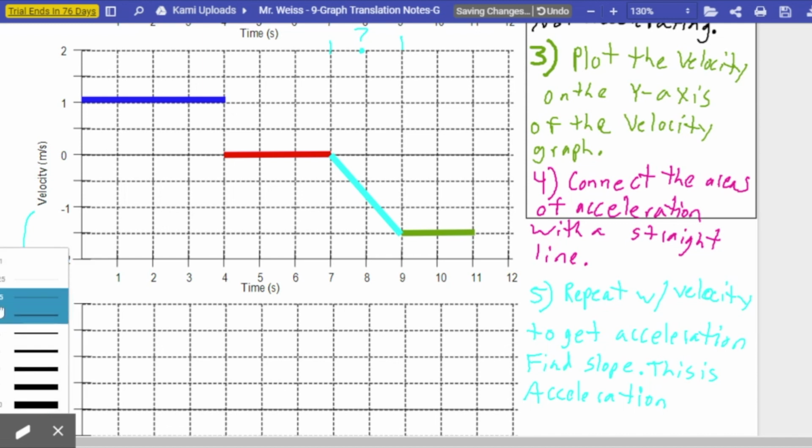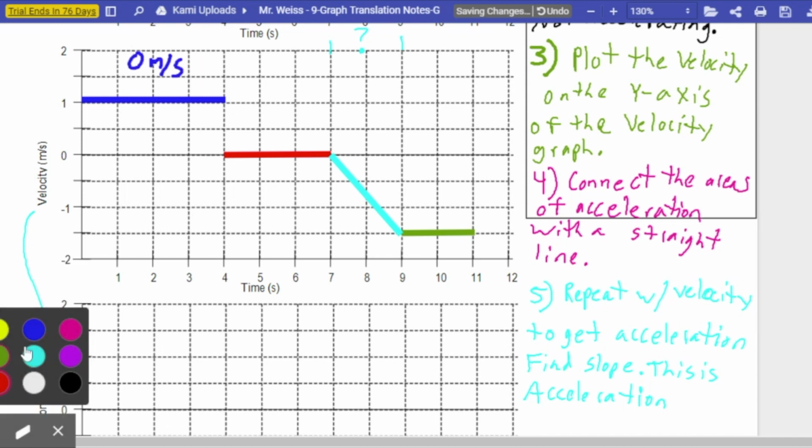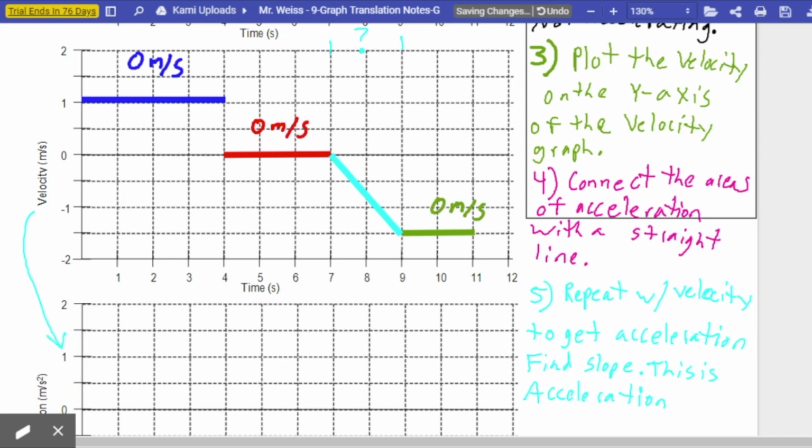Well, this one's a lot easier because we can just see that it's a horizontal line. So the slope of our blue line is 0 meters per second squared. We're going to do the same thing for our red and green lines, also noting that they're horizontal lines, so they'll also have a slope of 0 meters per second squared.